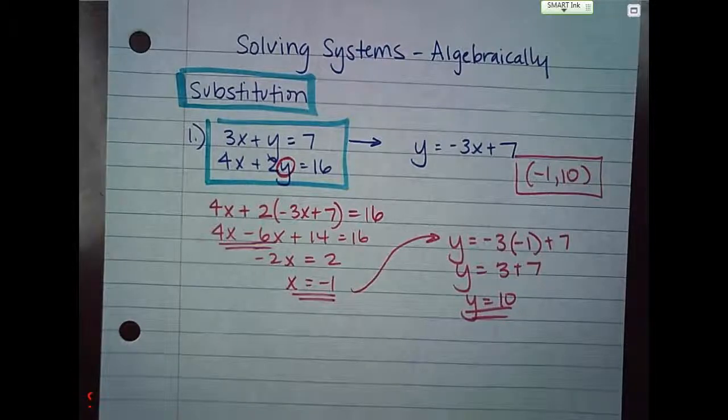And you can check your answer if you want. Watch. Plug in negative 1, 10 into here. So you have 3 times negative 1 plus 10. Does that give you 7? Yes. Now try the next one. 4 times negative 1 plus 2 times 10. Negative 4 plus 20 is 16. They work in both.